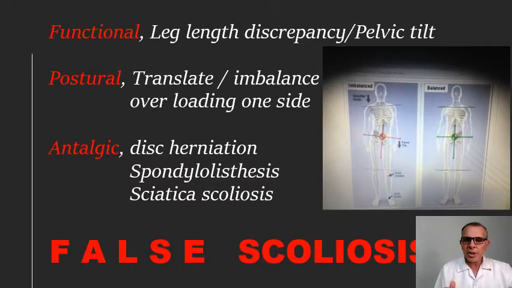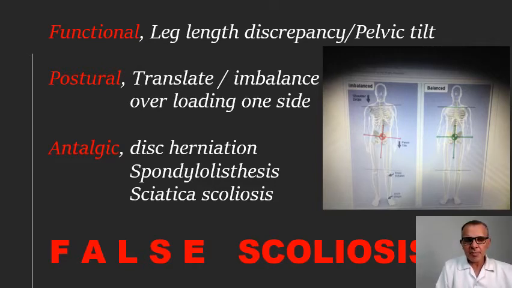We have postural scoliosis. It happens through translational imbalance or overloading in one side of the body. And also we have antalgic scoliosis, that is also due to a different cause, like disc herniation. The patient will lean towards one side for antalgic purposes. With spondylolisthesis or sciatica, the patient will lean away from the pain. We call this antalgic scoliosis.